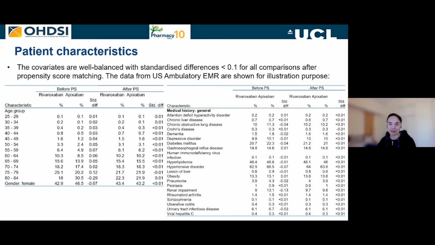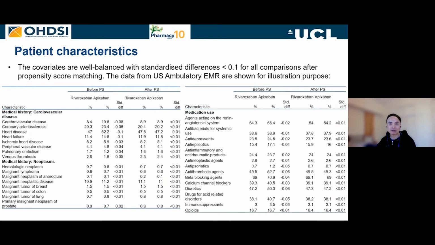Indeed, that's what we expect to see, because we are not comparing the DOACs with warfarin. In previous studies, we found that there are some challenging situations in comparing the DOACs with warfarin. But this time, because it's a direct comparison between the DOACs, it's well balanced.